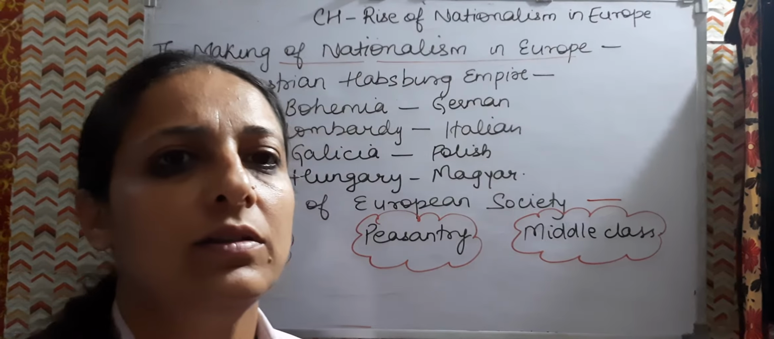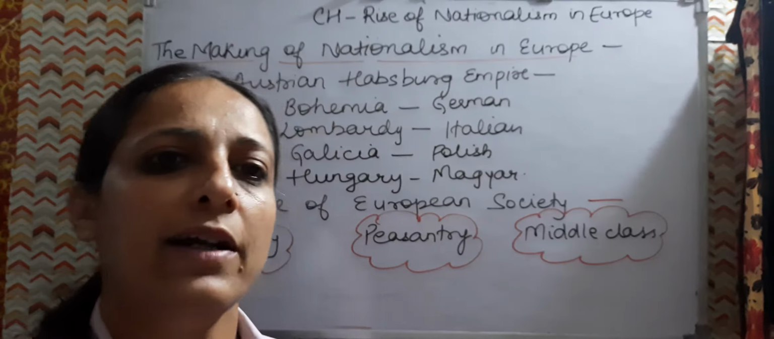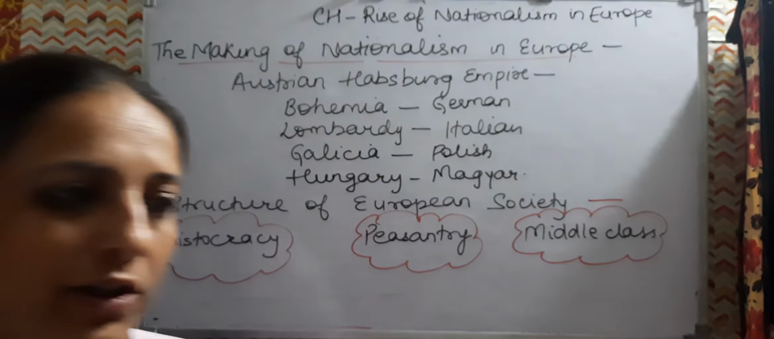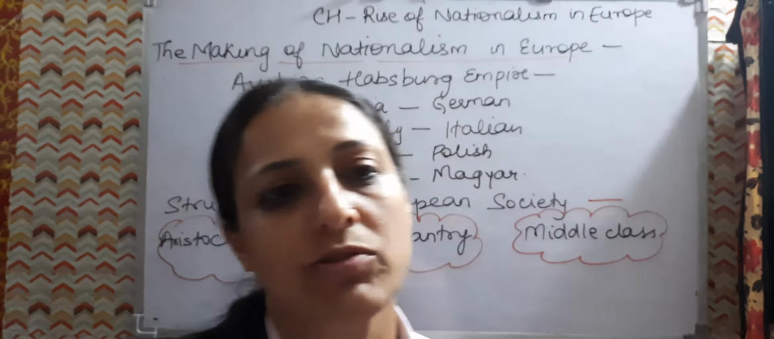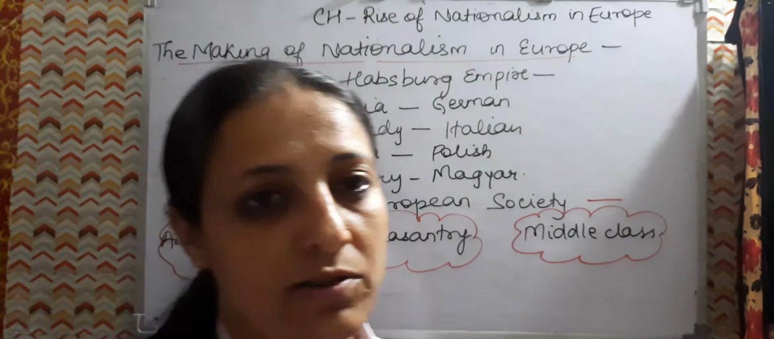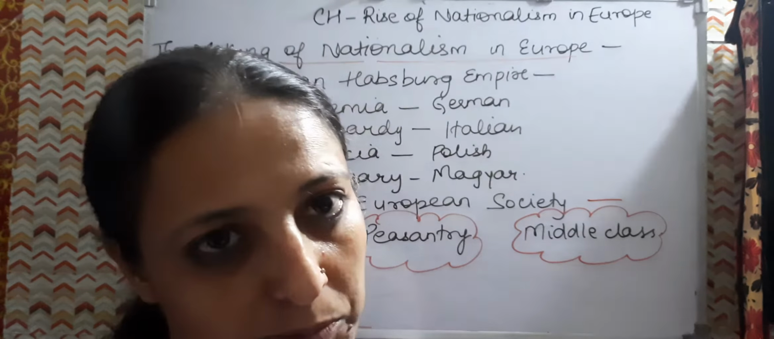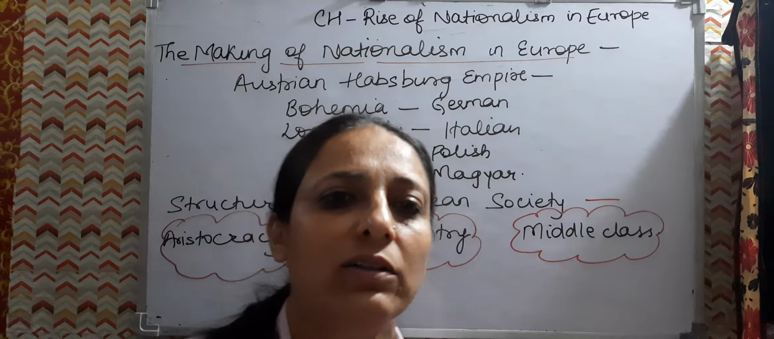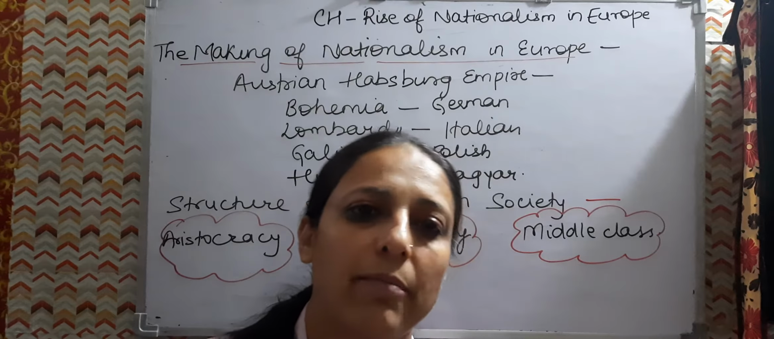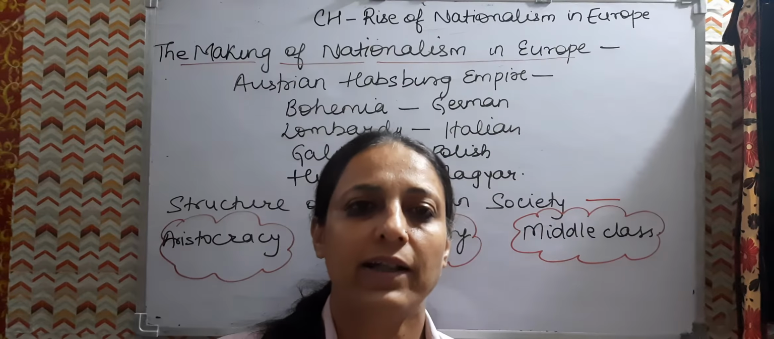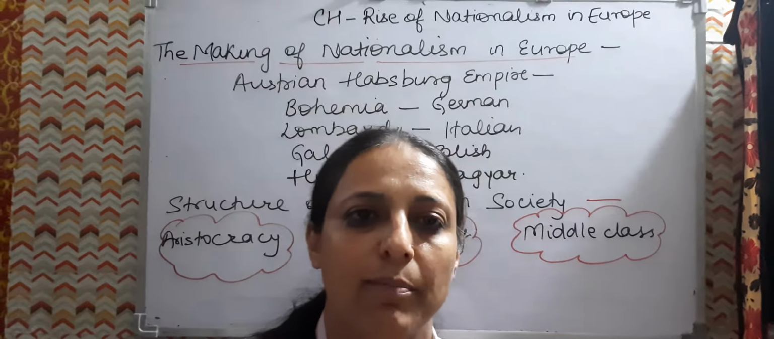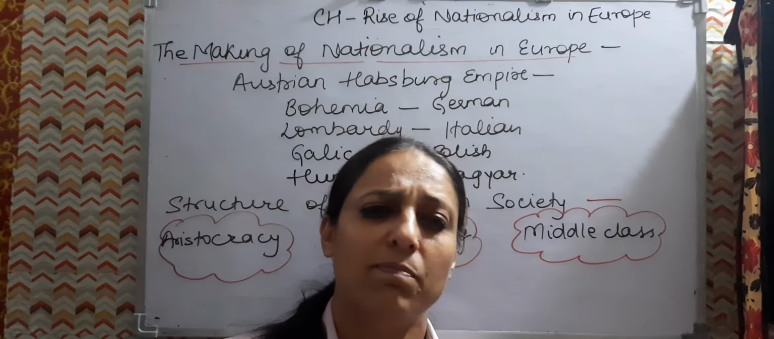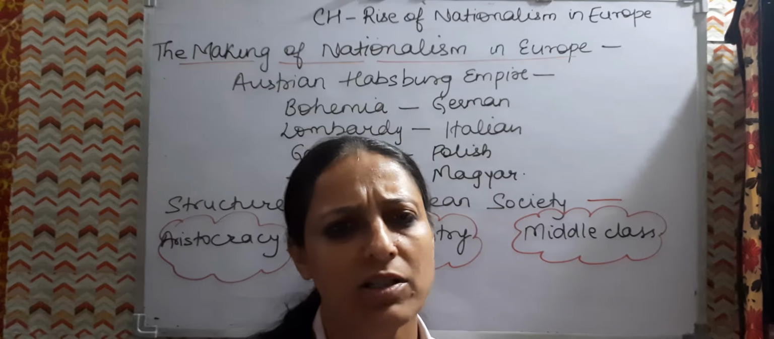Earlier, Germany, Italy and Switzerland were all divided into different kingdoms, duchies and cantons, which are administrative units. In this region a diverse population was living, but only one common binding tie was there: the emperor was the same. In your book, the example given is the Austrian Habsburg Empire. Within this empire, it was a patchwork of different peoples, and a diverse population was living.